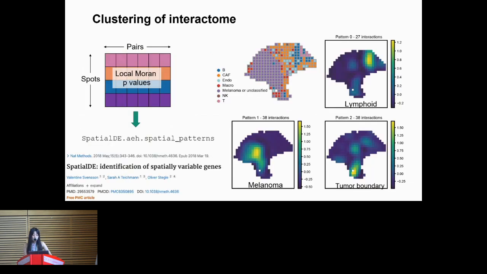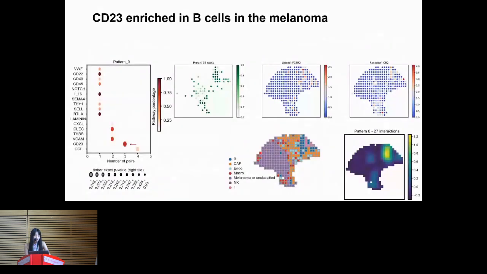And thanks to the SpatialDM module, we could cluster all the interactions based on their local selection spots. So here we have 3 patterns, corresponding to three different cell types: lymphoid, melanoma, and boundary. Let's take a closer look at pattern 0, the lymphoid region, which is enriched with CD23 interactions. CD23 is encoded by the FCER2 ligand and interacts with receptors like CR2.